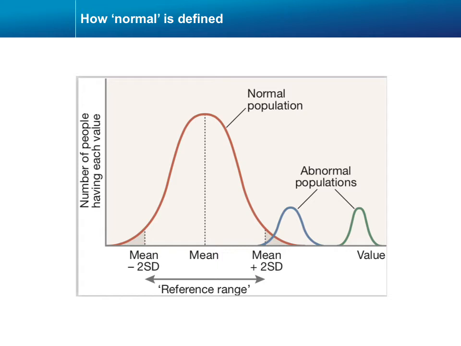And this trade-off is calculated using something called the receiver operating characteristic curve, and that's a statistical construct. That's how we choose what's an abnormal test result and what's a normal test result. So just understand this idea of normal being a statistical construct that we've generated to help interpret tests.